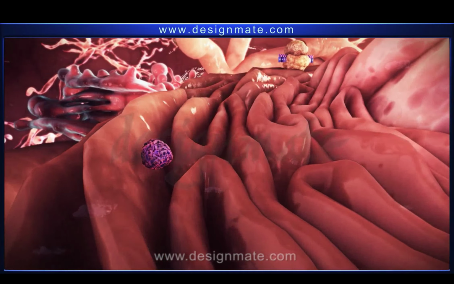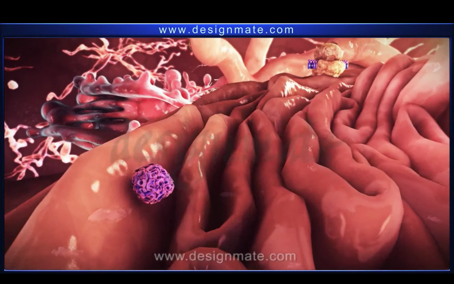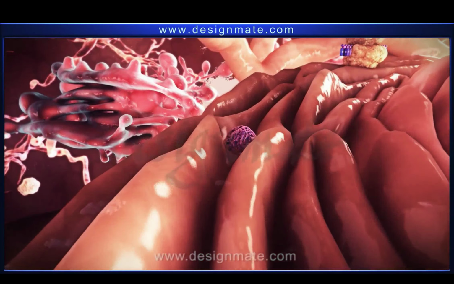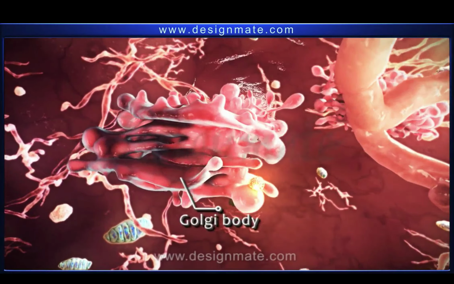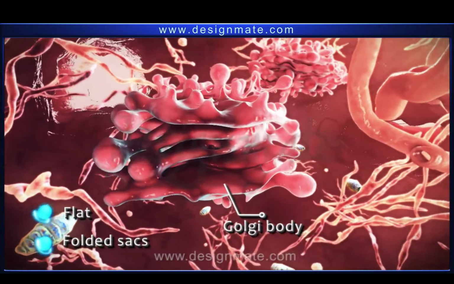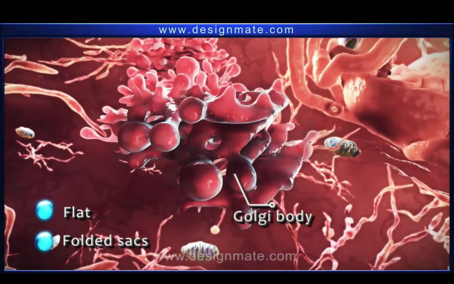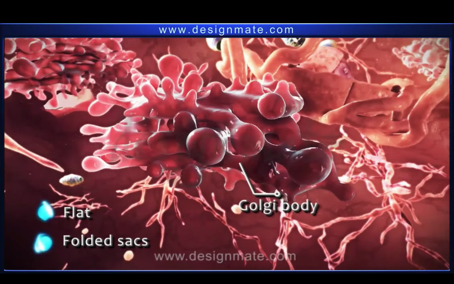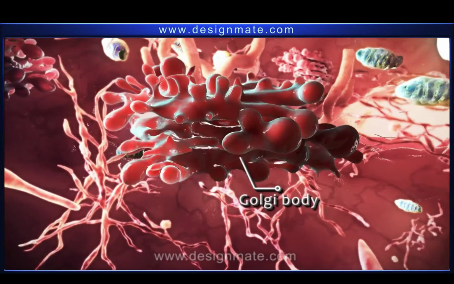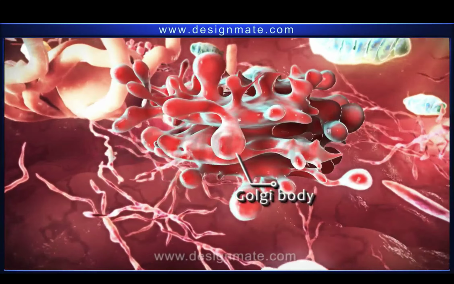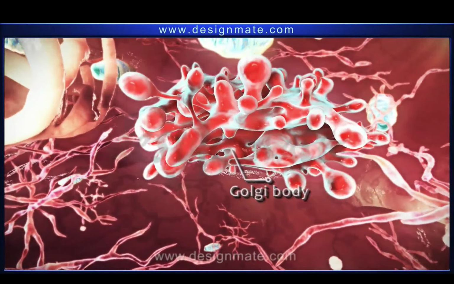It moves along the tubes of the ER to another organelle, that is, the Golgi body. Golgi bodies are flat. They are folded sacs and act like a post office for the cell. Proteins and other materials are packaged and stored in the Golgi body.